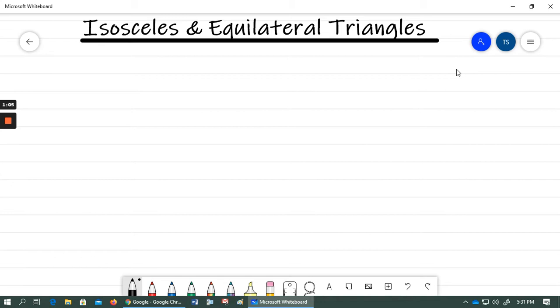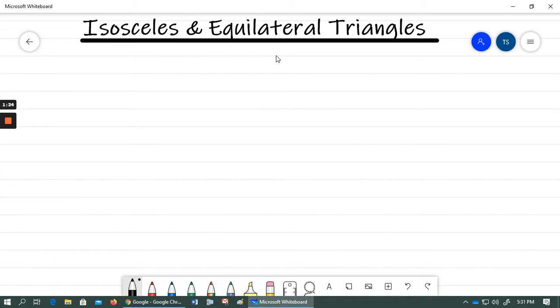Now, some of you might be familiar with these terms. I'm sure you've heard of them before, maybe in middle school, maybe elementary school. But again, folks, we're going deeper into them. So let's go ahead and get started. Let's give you some information that you're going to need to know about these.